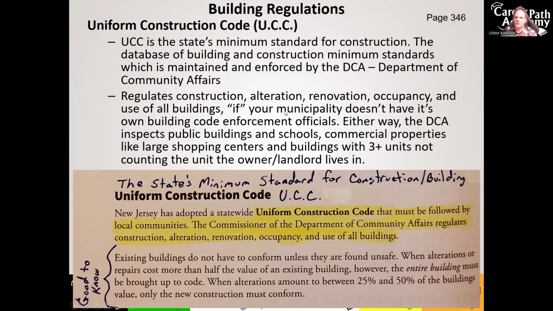They regulate construction, alteration, renovation, occupancy, and use of all buildings if your municipality doesn't have its own building code enforcement officials. Either way, the DCA inspects public buildings and schools, commercial properties like large shopping centers, and buildings with 3 or more rental units, not counting the unit the landlord lives in. The state inspectors will always handle these properties. So just write the state's minimum standard for construction. It's the Uniform Construction Code, UCC. And then right here, a little factoid that's good to know.